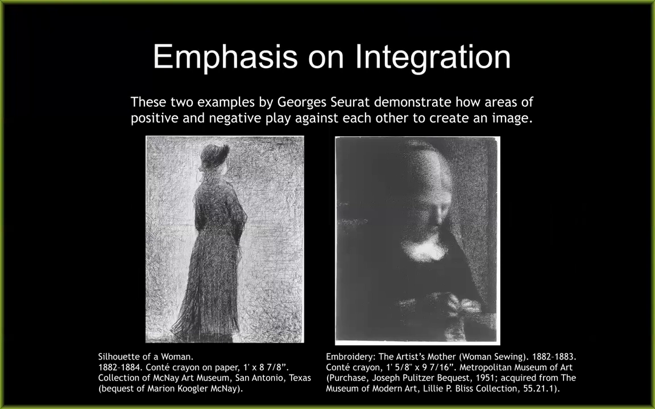These are how areas of positive and negative can play against each other to create an image. And there's actually three in the book showing different degrees of this positive and negative space. And so you can see on the left, there's a very clear, I always lose the words when I do this, demarcation between the negative space of the background and the figure or the foreground. But in the one on the right, those edges become blurred, especially on the left-hand side.